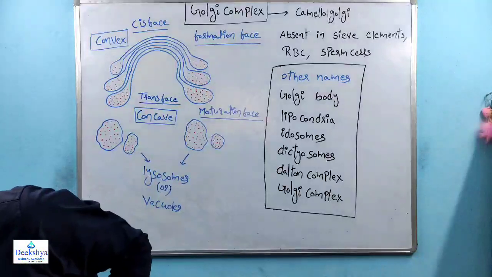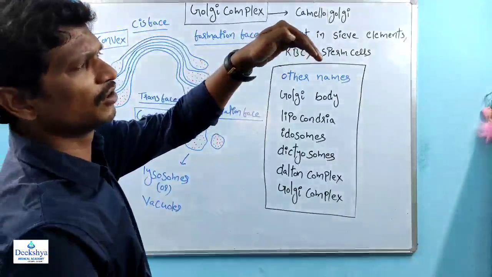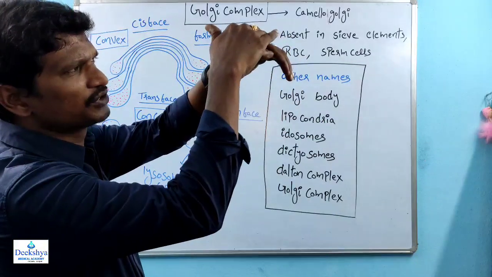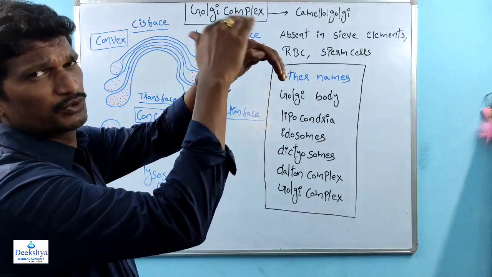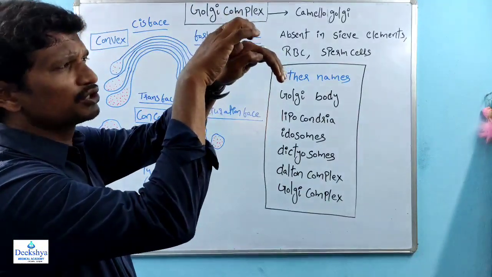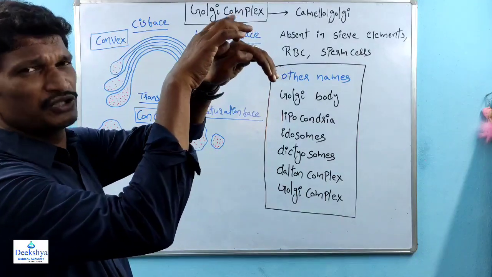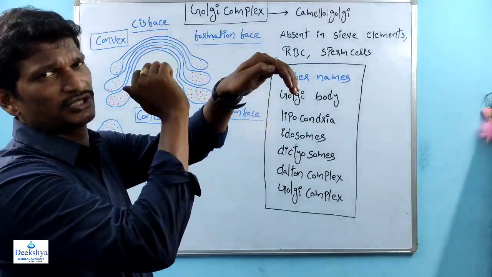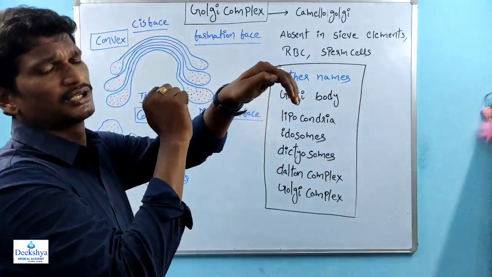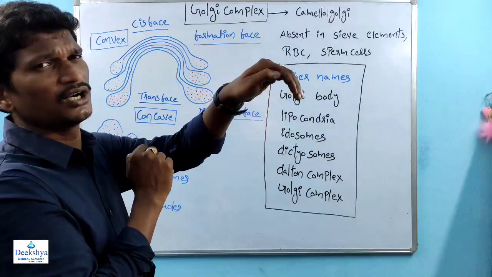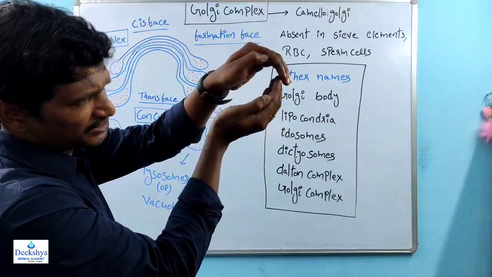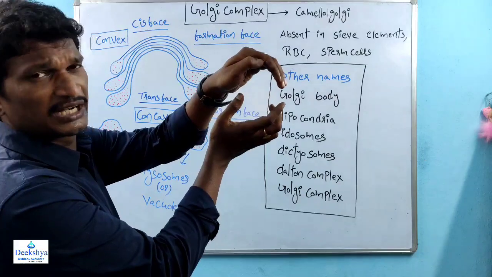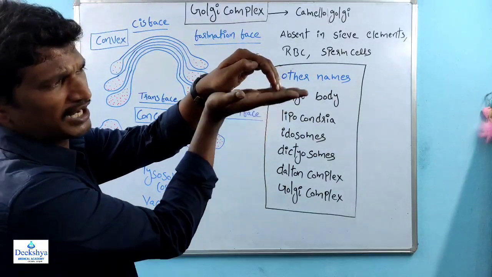So this is the Golgi complex structure. Here the upper position is the convex position. This is the starting point, the immature phase. This position is called the cis position, with a convex shape. And this is the lower side, the mature phase, and this position is called the trans position.